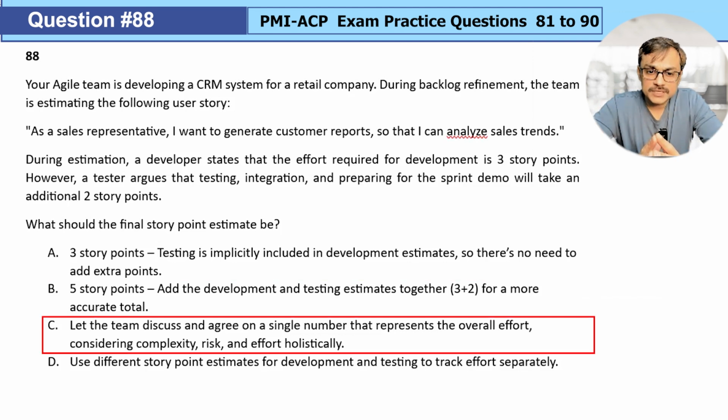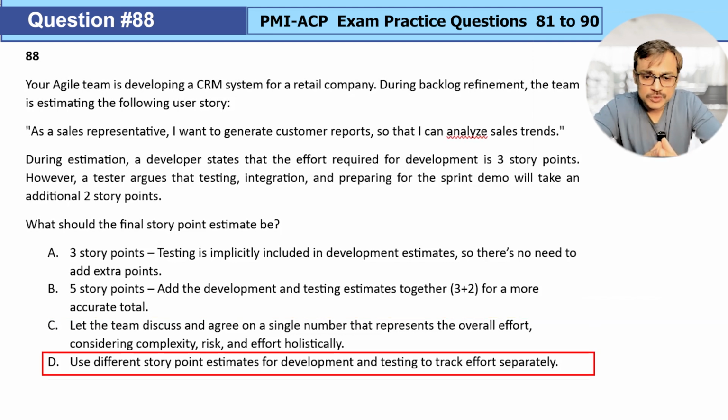Option C, let the team discuss and agree on a single number that represents the overall effort, considering complexity, risk, and effort holistically. That's it. Easy. I think finding the answer is easy. Just understanding why the wrong ones are wrong will probably help you get more questions right. That's the important part of it.